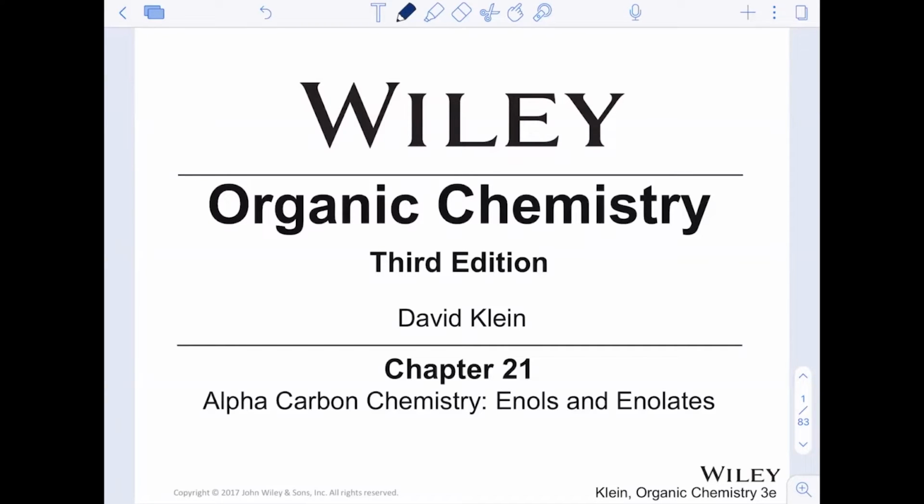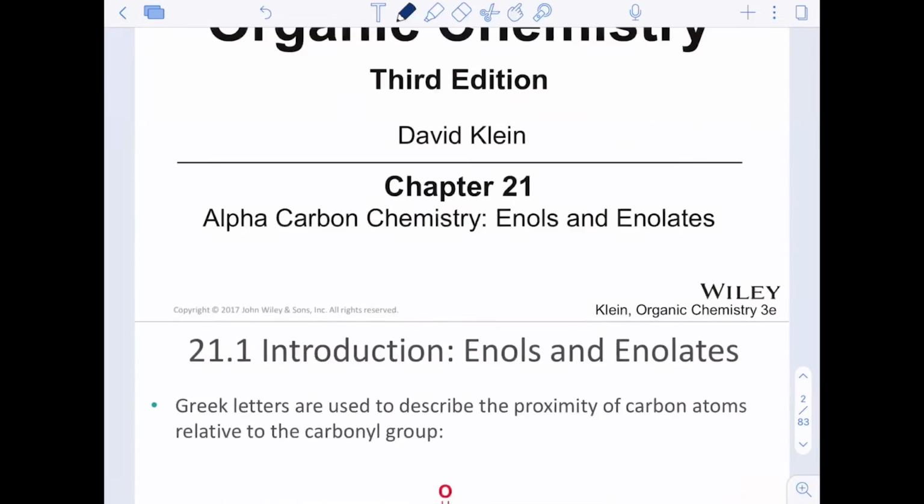Hello, everyone, and welcome to chapter 21. We're going to be talking still about carbonyl chemistry, just not reacting with the pi bond directly. We're going to be utilizing that pi bond and remembering some of our old ideas of ketones and aldehydes. We're going to be talking about the alpha carbon. And so we'll define what the alpha carbon is, and then we'll talk about enols again. And we'll talk about a new type of functional group called the enolate.